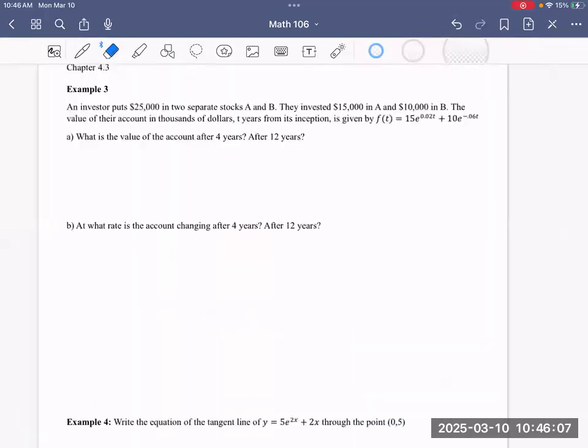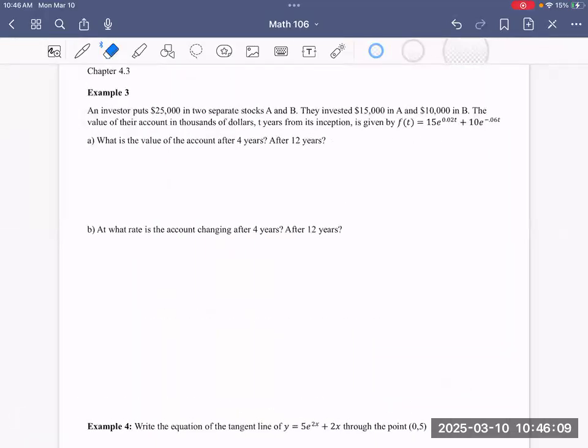So now let's move on to example 3, where it says an investor puts $25,000 in 2 separate stocks, A and B. They invested $15,000 in A and $10,000 in B. The value of their accounts in thousands of dollars, T years from inception, is given by the formula, and they give us a function here. Then it says, what is the value of the account after 4 years and then after 12 years?